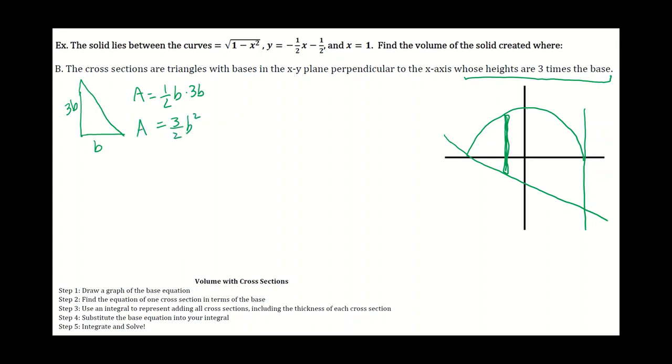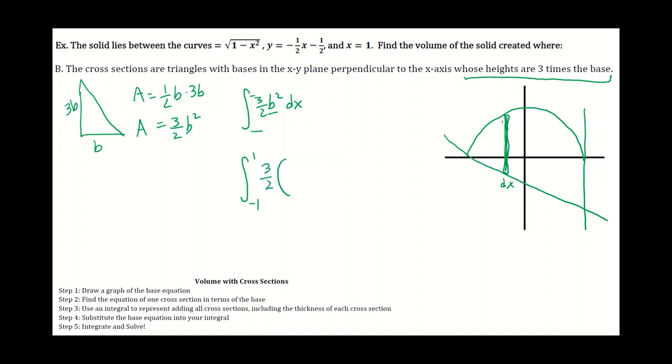And the volume of the slice is the area times the thickness. And the thickness, again, is going to be dx. So use an integral to represent adding up all of the cross sections. So that's going to be the integral of 3/2 b squared, adding up all of those slices times the thickness of each slice. And because it's dx, I need the base to be in terms of x, and the bounds also need to be in terms of x. We already found the bounds before, -1 to 1 of 3/2.